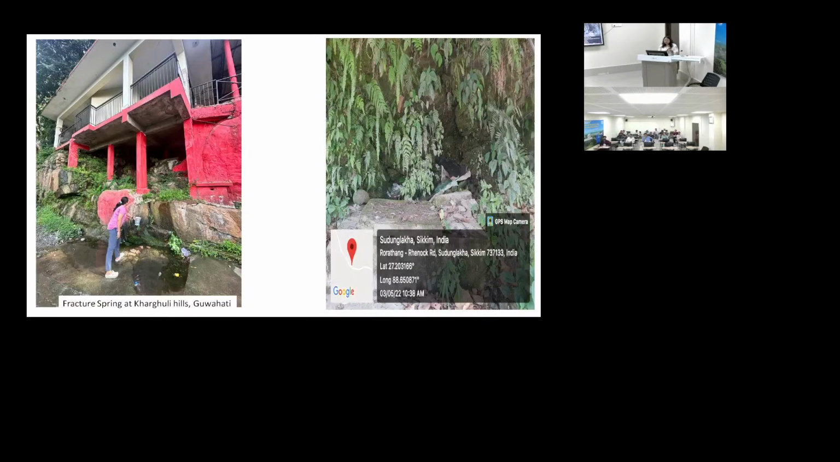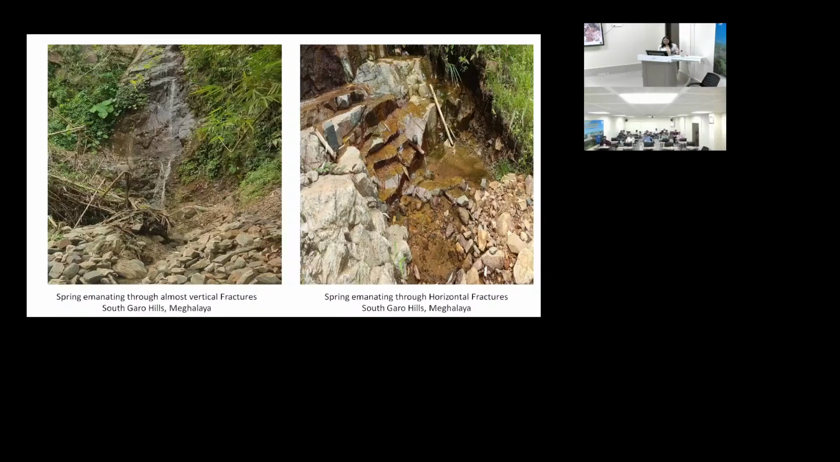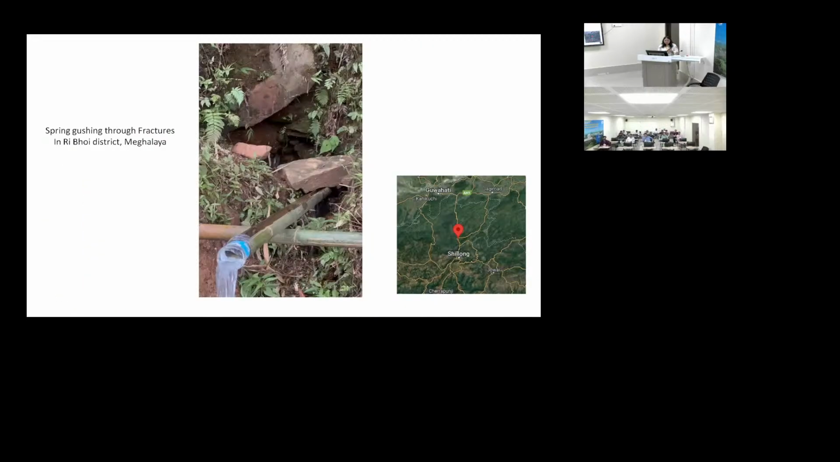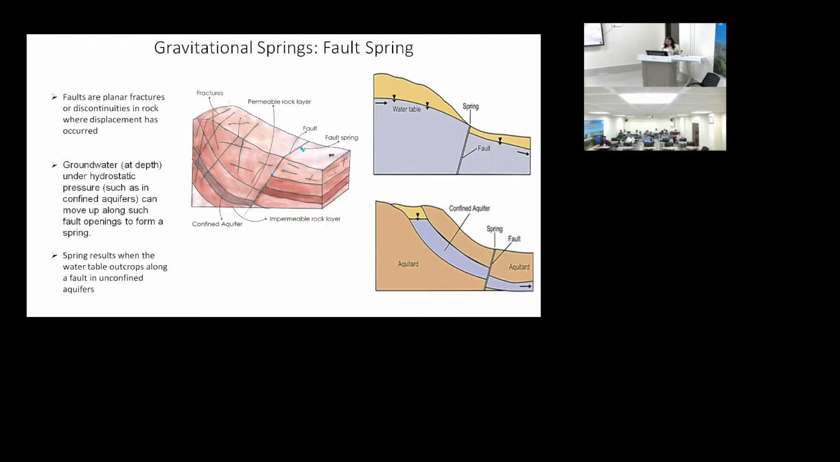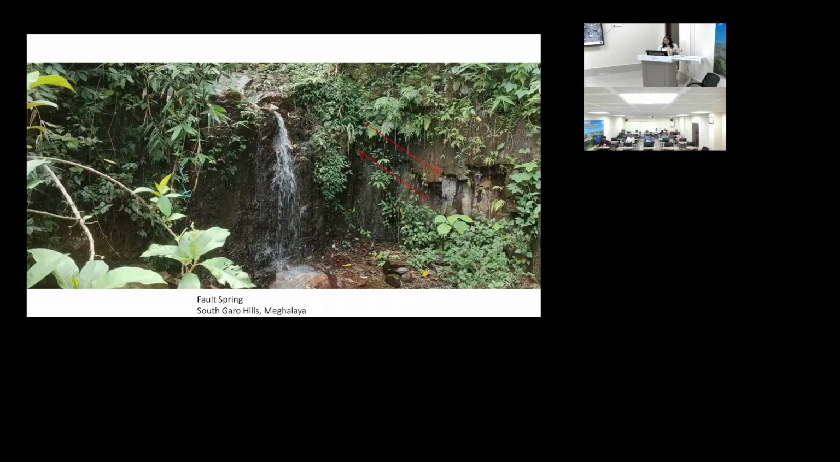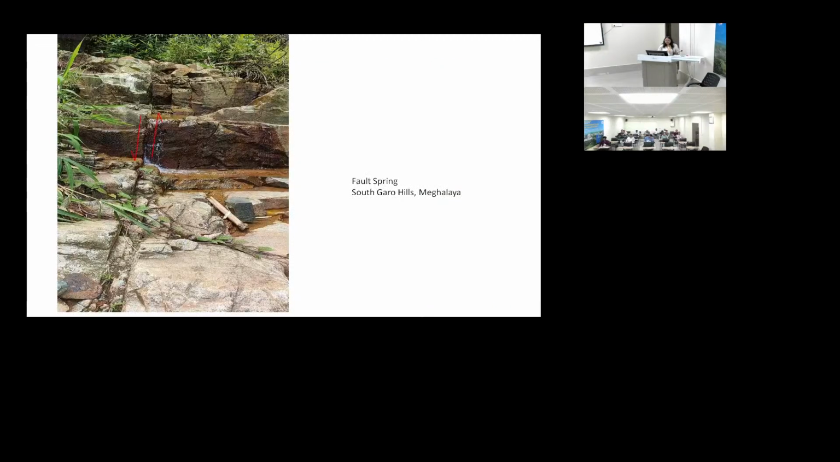Again, these are some examples of fracture springs. This is an example of a fracture spring in Meghalaya. As I have explained, if there is a movement along that fracture, then only we will consider it a fault spring. Identifying a fault in the field is really difficult.